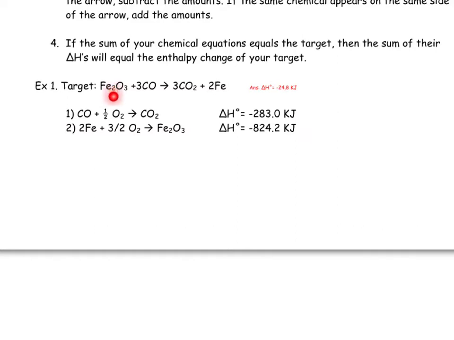Starting in my target equation, I have an Fe2O3. I look in my equations until I find an Fe2O3. Equation 2 supplies that, but it's not on the proper side of the arrow. So I'm going to write equation number 2, but I'm going to reverse it, write it backwards.